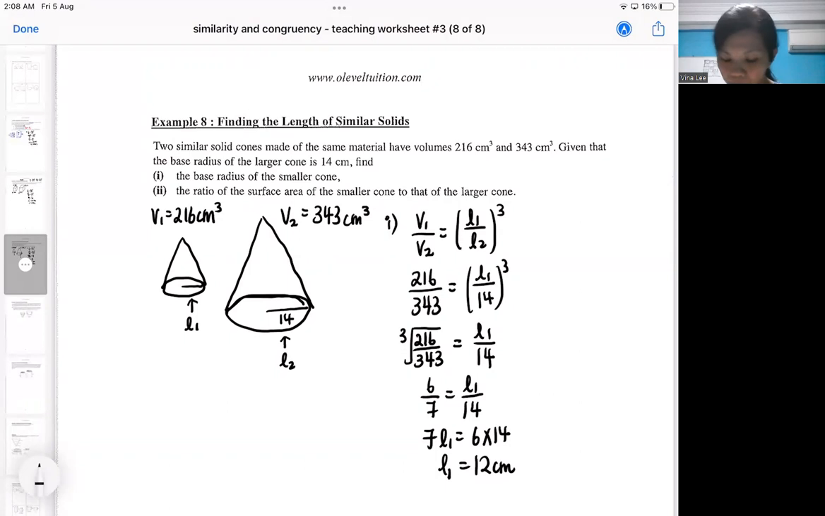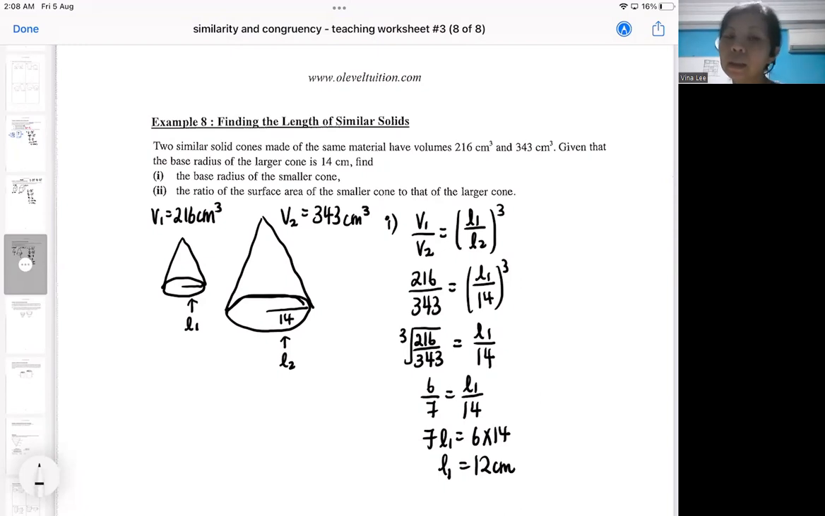Okay, I'm not so sure, but let me just double check that I didn't punch the calculator wrongly. Yeah. Okay, 12 centimeter.